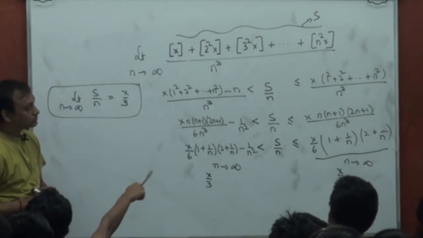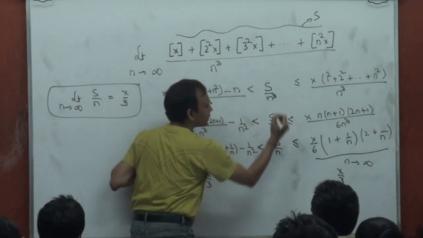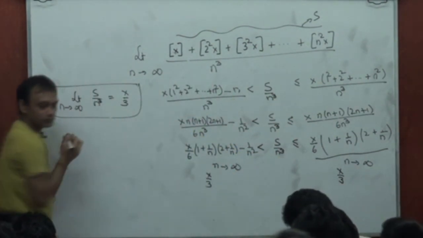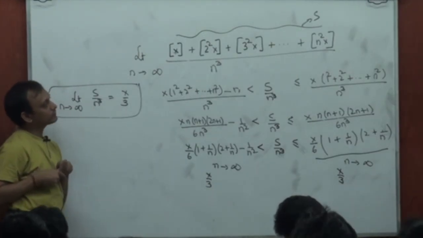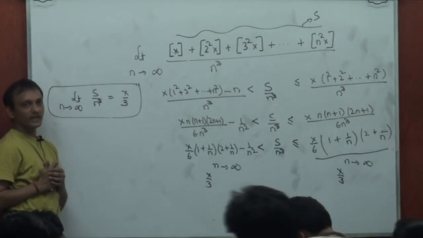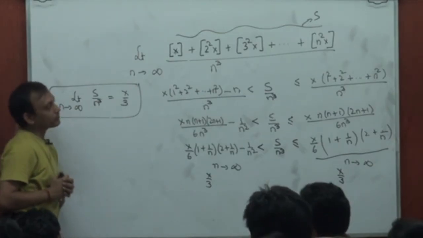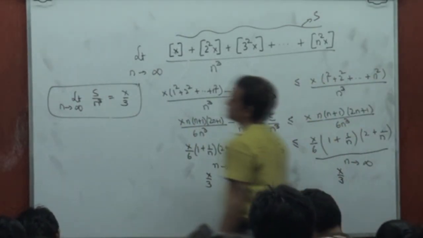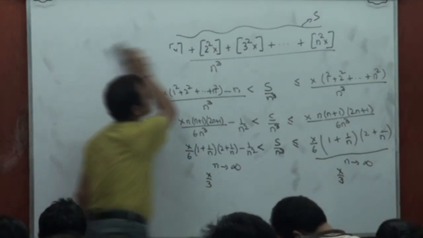I'm sorry, this is n cube. It is S by n cubed all the way. I'm so sorry. Clear? So this is yet another tool very commonly deployed for evaluating limits.